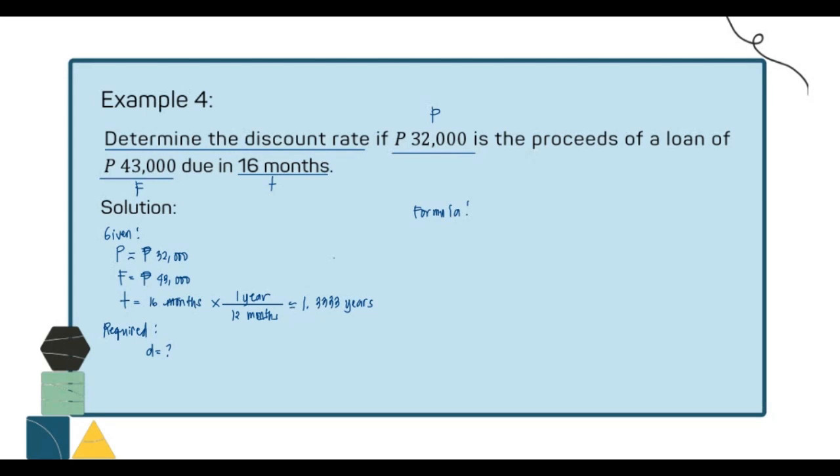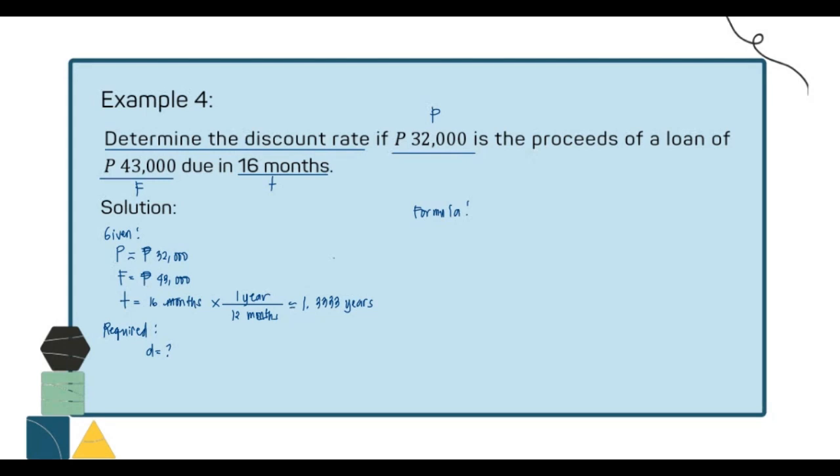For the term of the loan, we try to convert it to years because the acceptable SI unit that we need to use in our formula is in years. So we just multiply our 16 months by 1 year over 12 months to come up with the value in years. So the value is 16 divided by 12, which is 1.3333 years. And for the required, or what is unknown in our problem, that would be the discount rate. So we use the variable d for that.